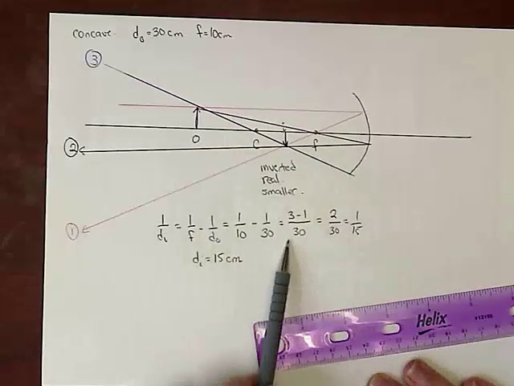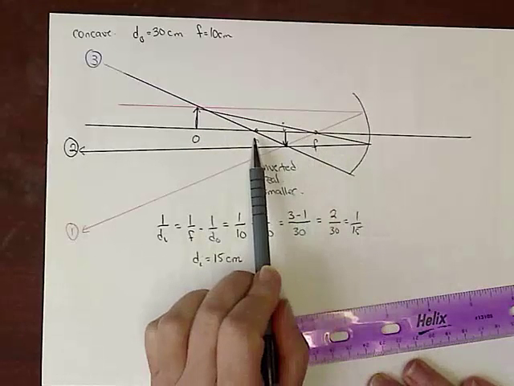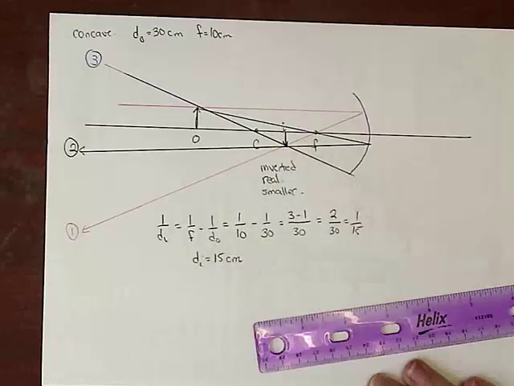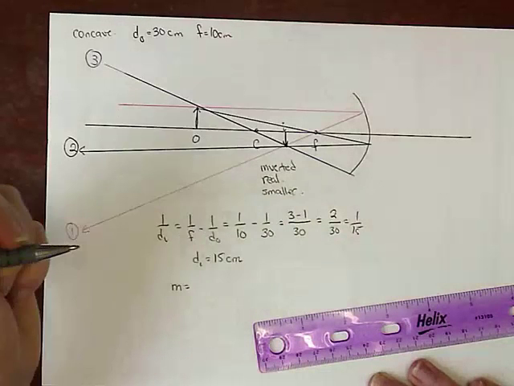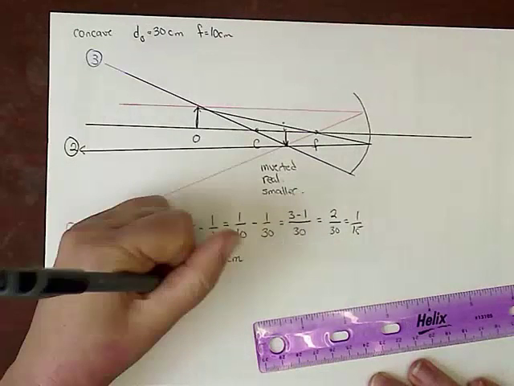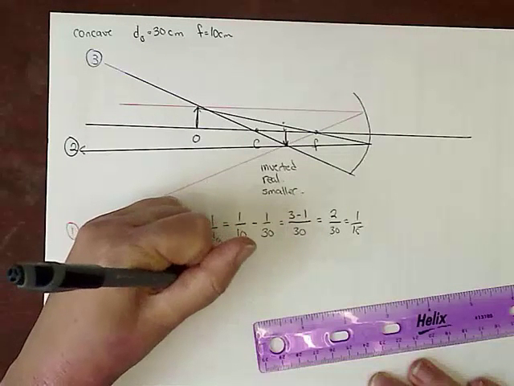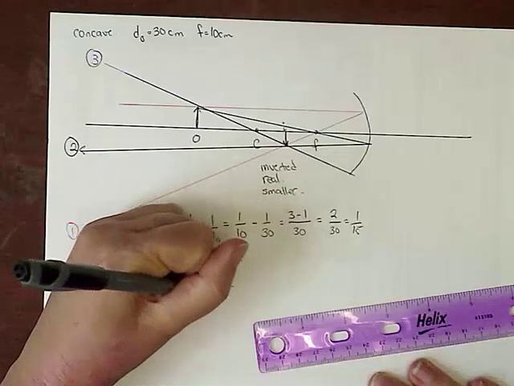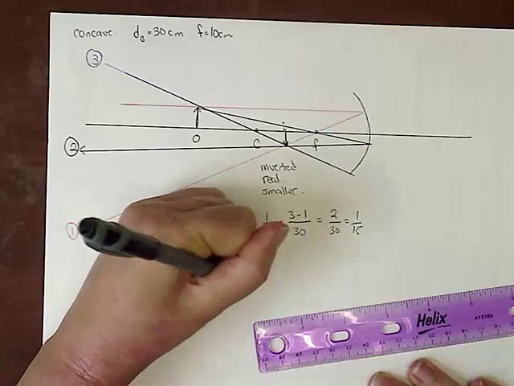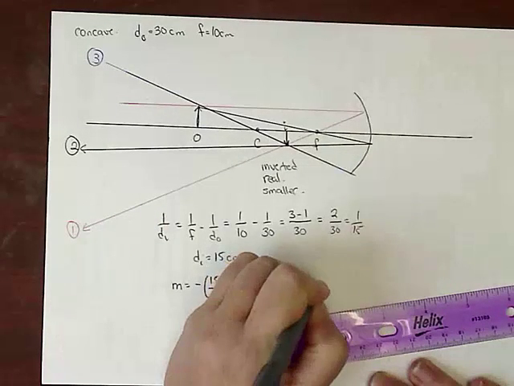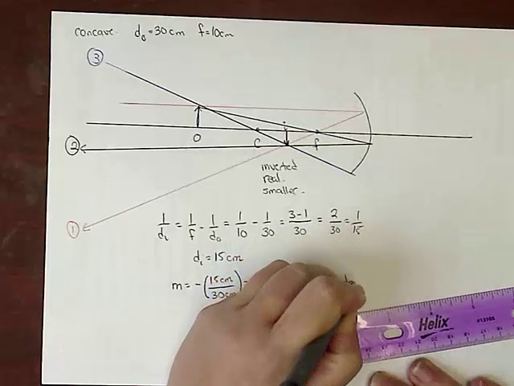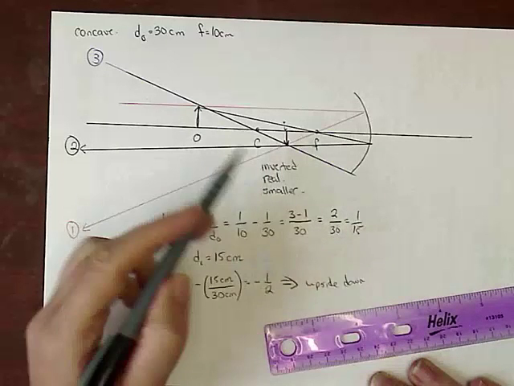And if we look at the picture, it looks about right, because remember F was at 10 and C was at 20, and it came out about halfway in between. Okay, so it really helps to use a straight edge. You can get the location pretty accurately. All right, magnification. I expect to get negative, right, because it's upside down. So I've got minus DI over DO. So DI is 15, DO was 30, so I get minus 1/2. So that means that it's upside down, and the image is half the height of the object.